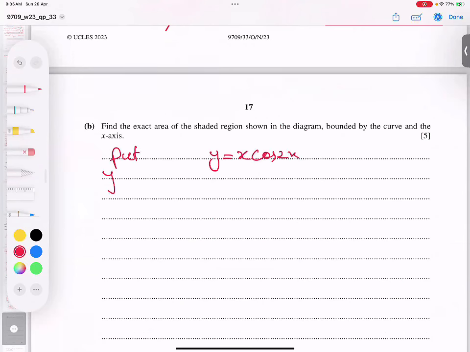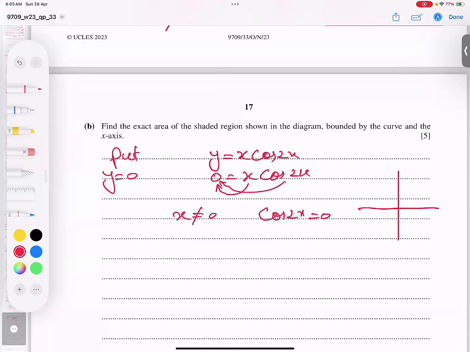So put y equal to 0. Either x is 0 or the whole other factor is equal to 0. x equal to 0 is not possible. Why? Because if x is 0, the full expression becomes 0 and the function will finish automatically. The second part is equal to 0: cos 2x equals 0, where? I just told you, 2 points.